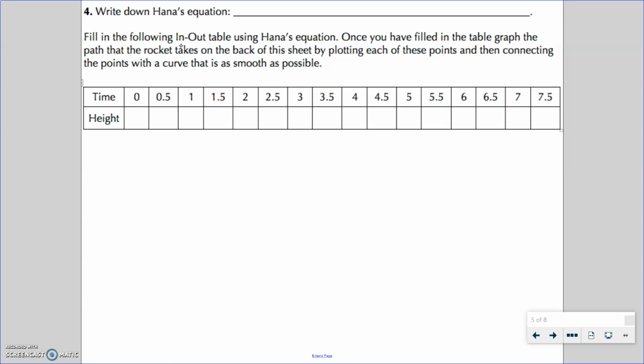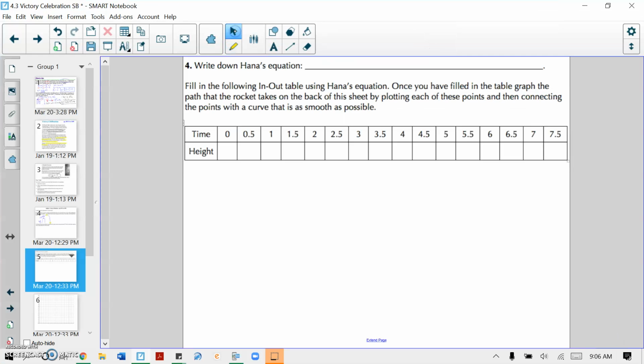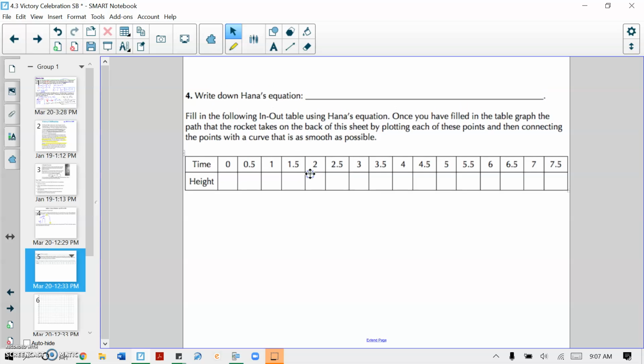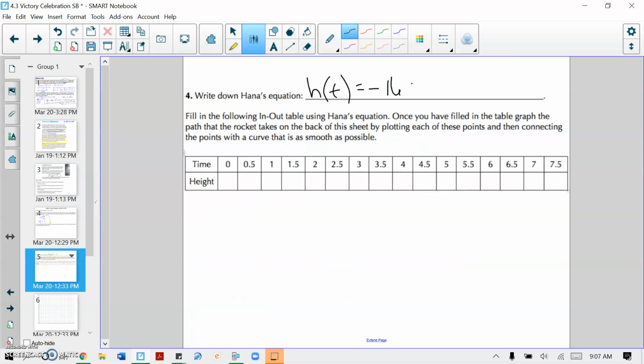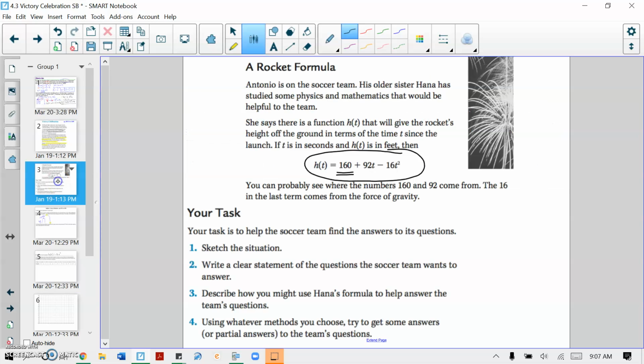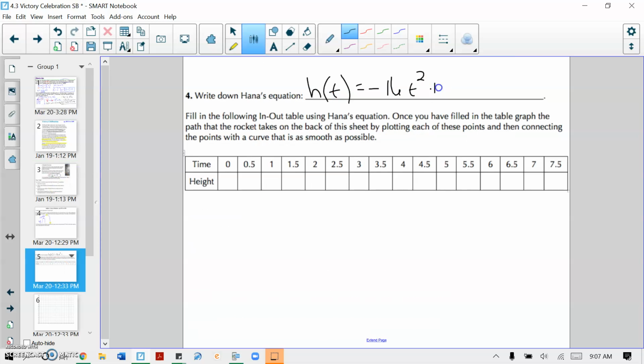So what I want you to do now is we're going to write down Hannah's equation. I'm going to give myself a little more room since I'm using a tablet here. Let's write down her equation, but let's write it in kind of the order we would see it. I still want you using h of t, but when she wrote her equation, it was kind of out of order. So let's put the 16t squared in the front. Notice how there's a negative with it. So negative 16t squared plus 92t plus 160. And then here is your job, okay?